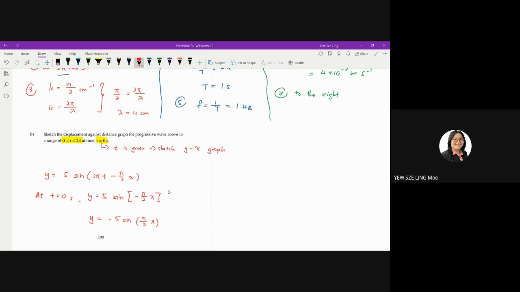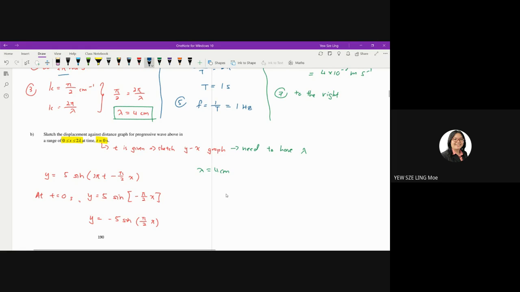Now, if you want to plot a y against x graph, remember you need to have lambda. So how are we going to calculate lambda? Well, we have it in the previous questions already. So we have lambda equals 4 cm. From question A, we know lambda is equal to 4 cm. So now let us move on to the graph.